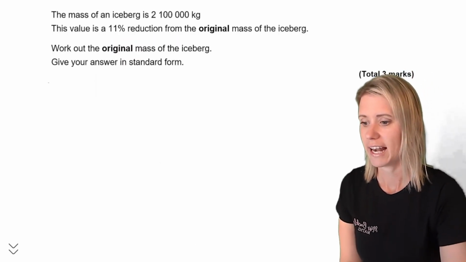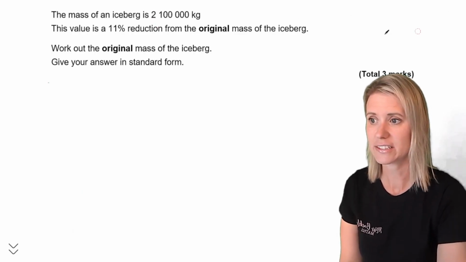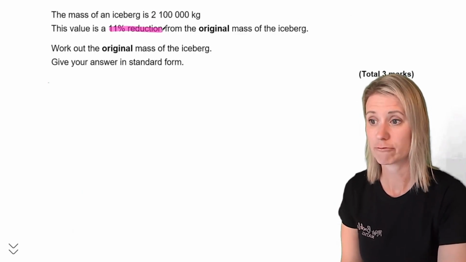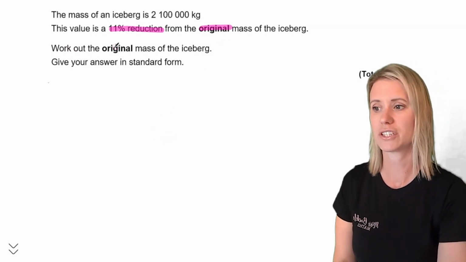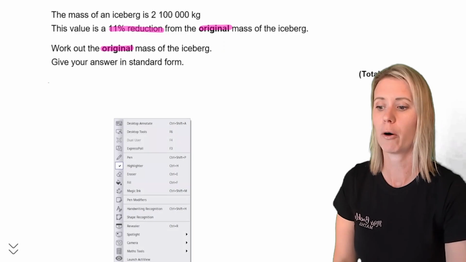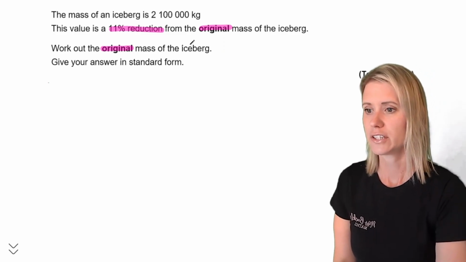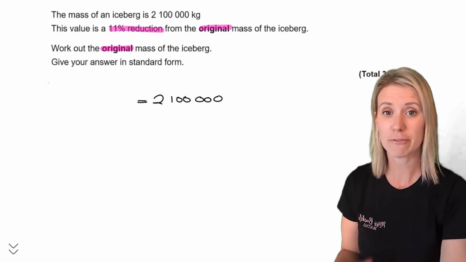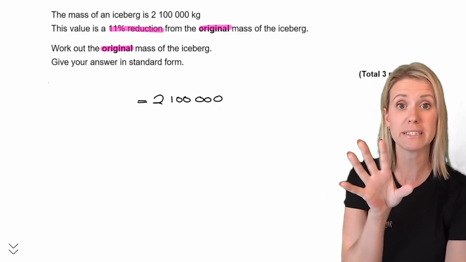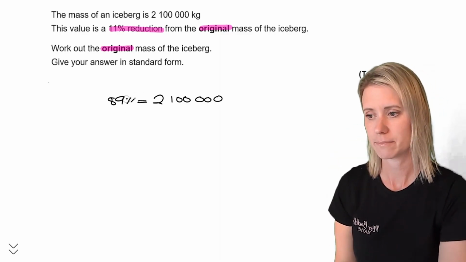Okay, finally then, the last one. A mass of an iceberg is 2,100,000 kilos. This value is an 11% reduction. To reduce means it's gone down from the original. Work out the original mass. That word original popping up is a sure sign that it's a reverse percentage question. So we know something is 2,100,000, but what percentage is it? It's an 11% reduction. So 100% take away that 11% would give you 89%.